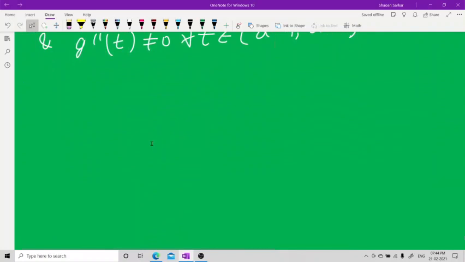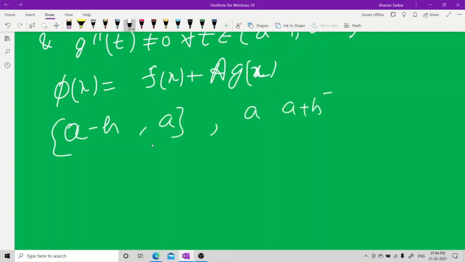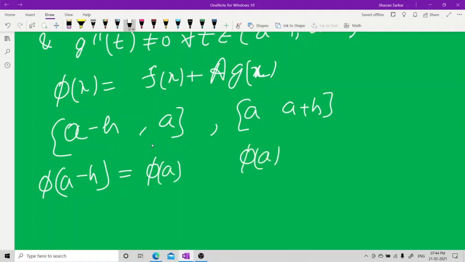So now you take your function phi(x) as f(x) plus a g(x), no problem. Even if you take it this way, no problem. Now you break this interval. Break it into a minus h to a, one interval, and the other interval is a to a plus h. Now phi(a minus h) should be equal to phi(a), and phi(a) is equal to phi(a plus h).